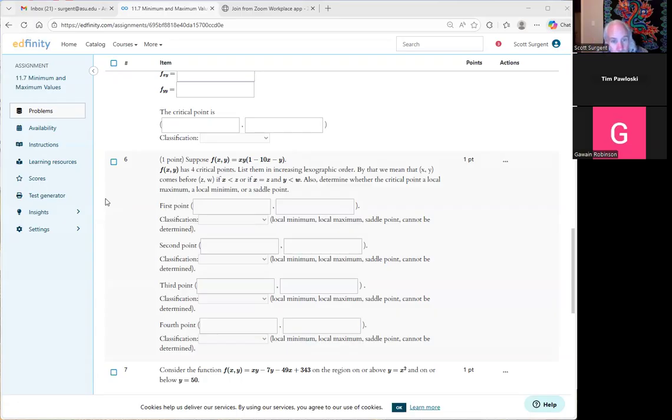We want to find critical points. We want to find whether they're min, max, or saddle. All right. And then, of course, how you enter them, they're just telling you which order. All right. Well, let's take a look at that.